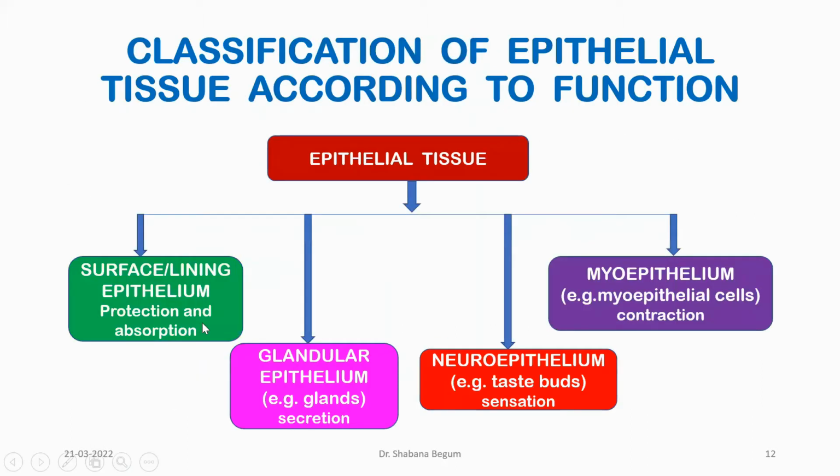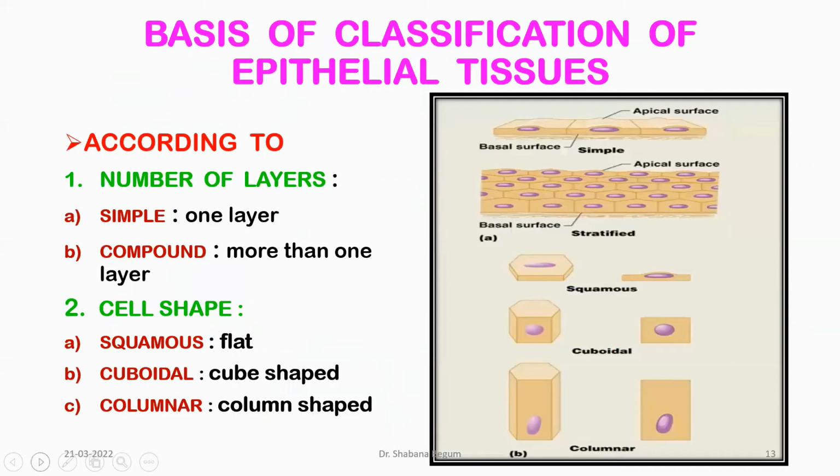So we can classify epithelial tissue according to its function, like a surface or lining epithelium, which helps in protection and absorption, glandular epithelium for secretion, neuroepithelium for sensory function, and myoepithelium for contraction. But the most important classification of the epithelial tissue is according to the number of layers present and the shape of the cells.